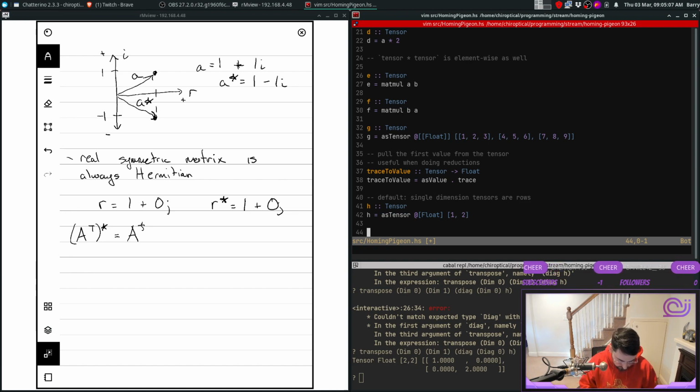Okay. Again, if A is real, if this is a real matrix, then A dagger is the same as A transpose. Okay. This only changes things when we're talking about complex numbers.